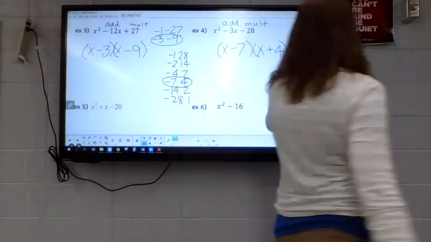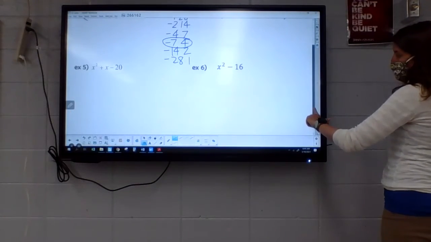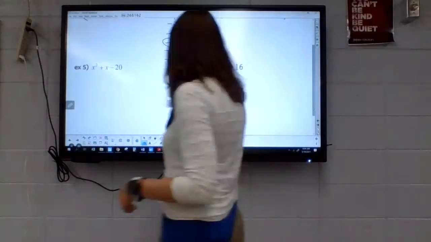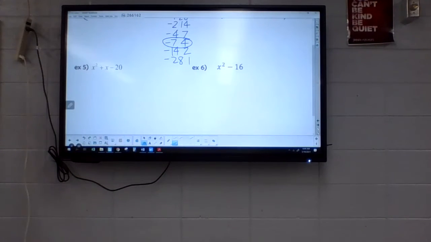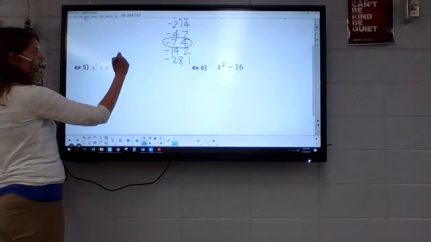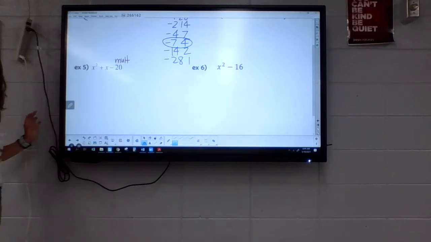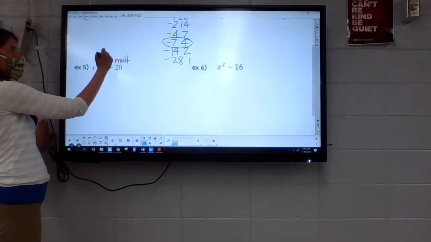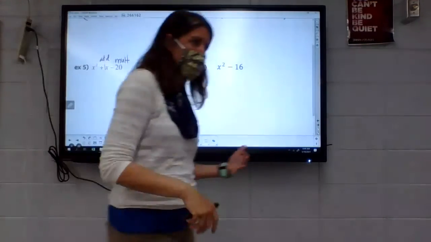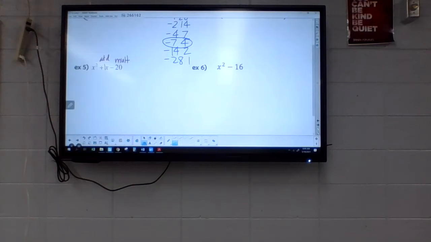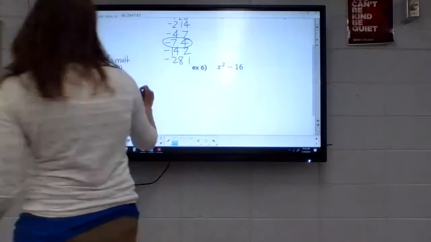So example 5 is a little bit trickier. Not too bad, but what are we multiplying to get in example 5? Multiply to the negative 20. But what are we adding to get in this one? There's a 1x here that we don't write. That 1 we don't really write, we're adding to get that positive 1. So we want to multiply to get negative 20, but add to get positive 1.